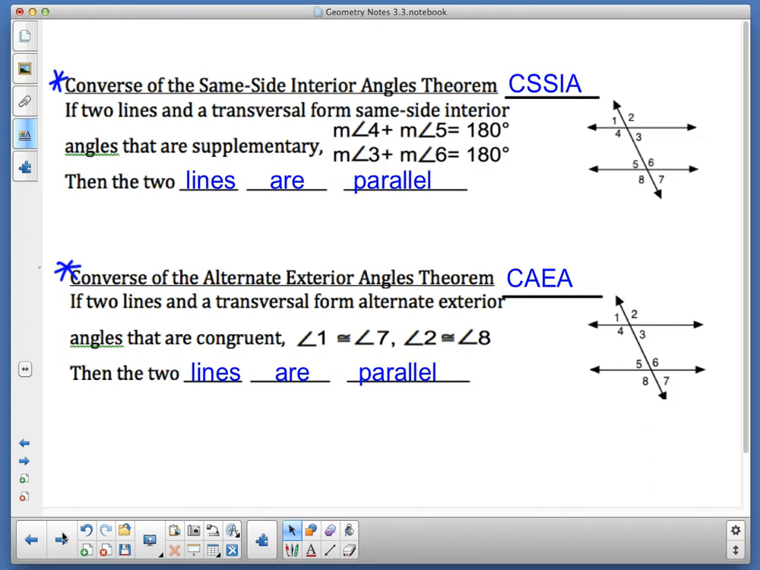We are using these properties today to prove lines are parallel. You're going to see alternate interior angles are congruent, alternate exterior angles are congruent, corresponding angles are congruent, and same side interior angles are supplementary. Because of that, you're going to be able to use the converses to say that the lines the transversal cuts across, which allows those angles to form, are parallel. So keep that in mind as we work through the reasons for why we know things.